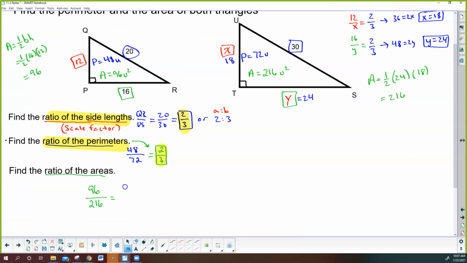Now this is something that's kind of interesting as well. The ratio of the area is not the same as the scale factor or the same as the ratio of the perimeters, but it is related. Maybe in the chat, or you could unmute yourself if you'd like. Does anybody see the connection? How does the ratio of the areas relate to the ratio of sides or the ratio of the perimeter?